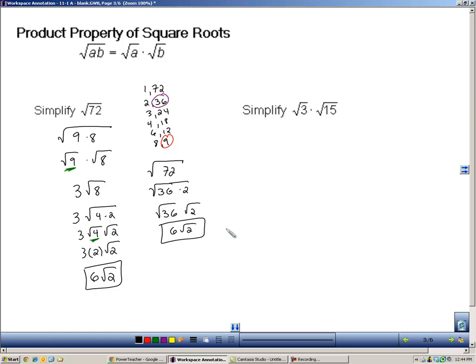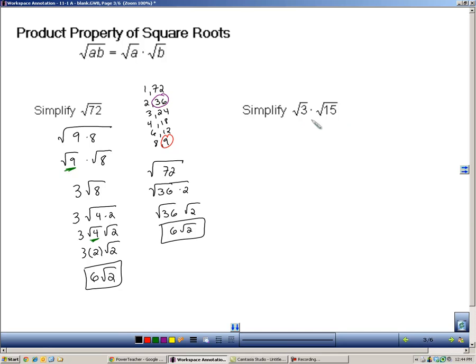The reason I show that to you is because you want to try to pick the biggest perfect square out of a number. In this case, 36 would have saved you some work. But if you don't pick the biggest perfect square, you still can get the final answer by pulling out a perfect square multiple times.